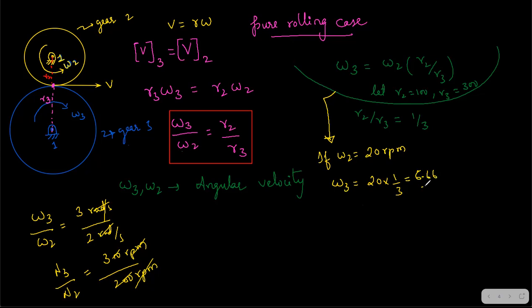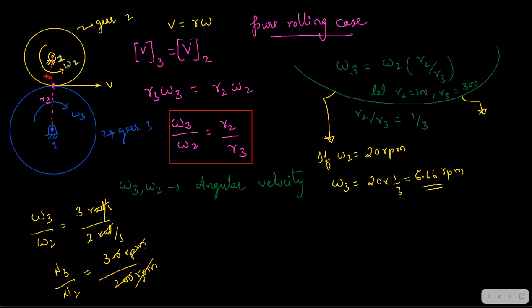6.66 rpm is for omega 3 and it's a fixed value. It means for a fixed input you are getting a fixed output, or for a constant input you are getting constant output.